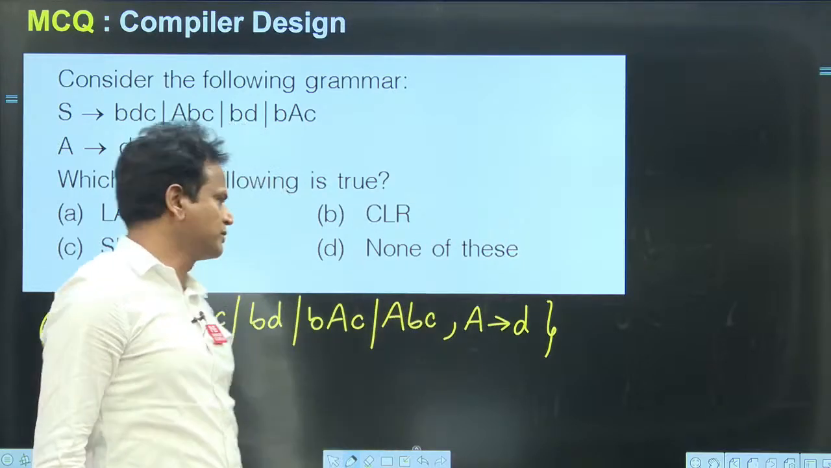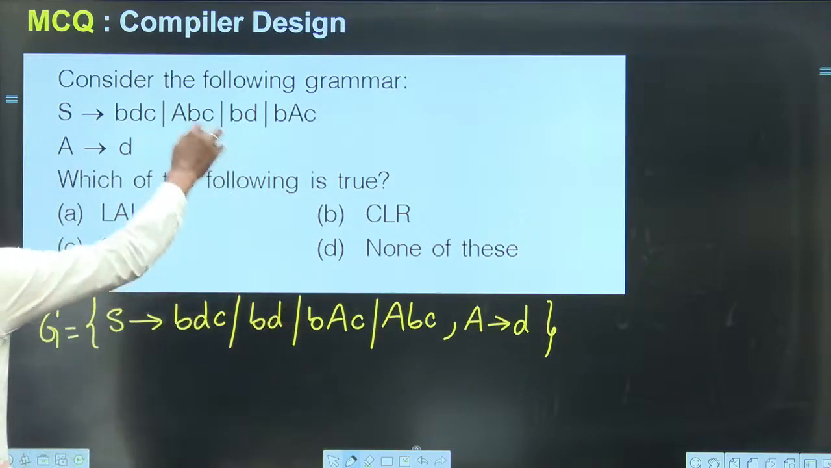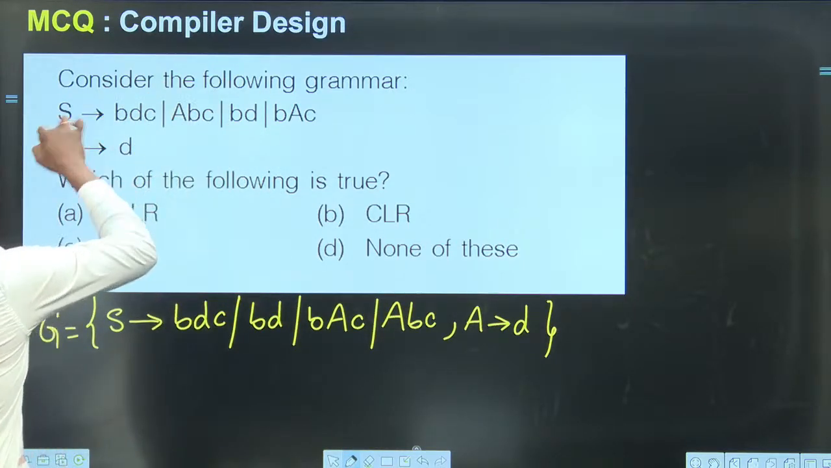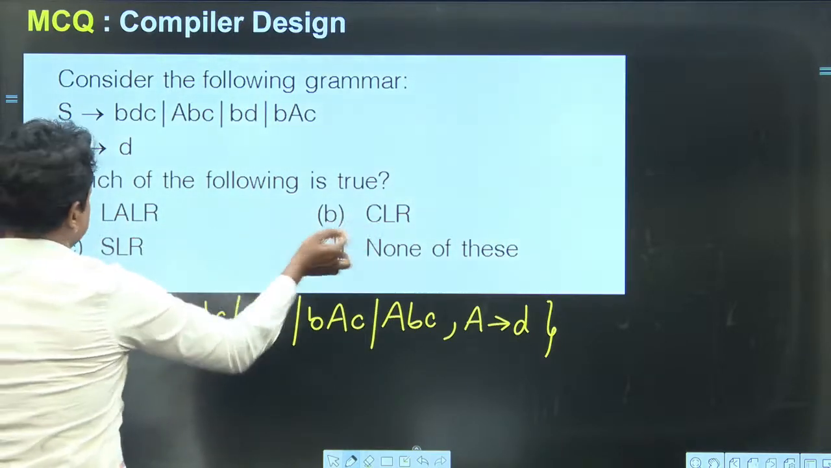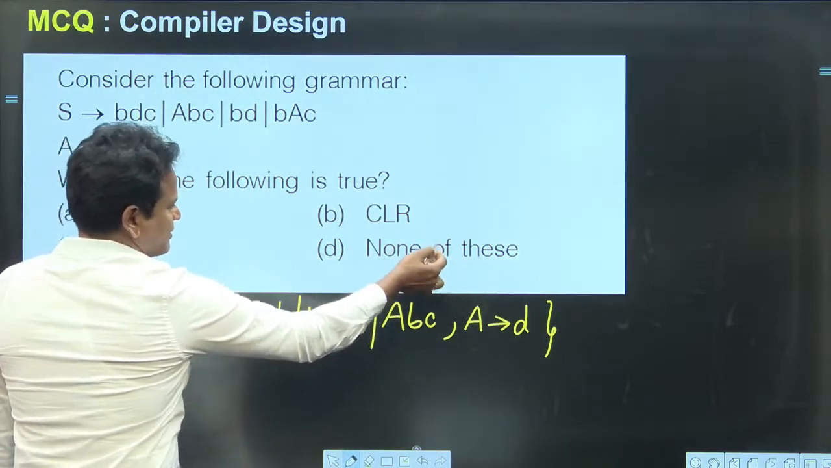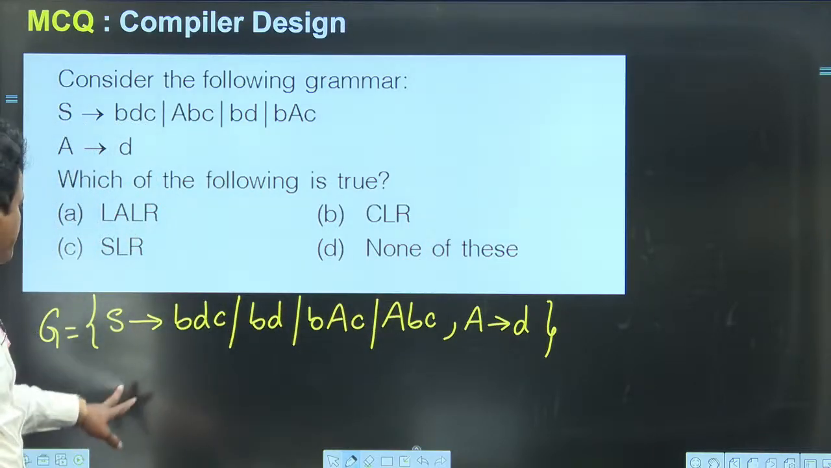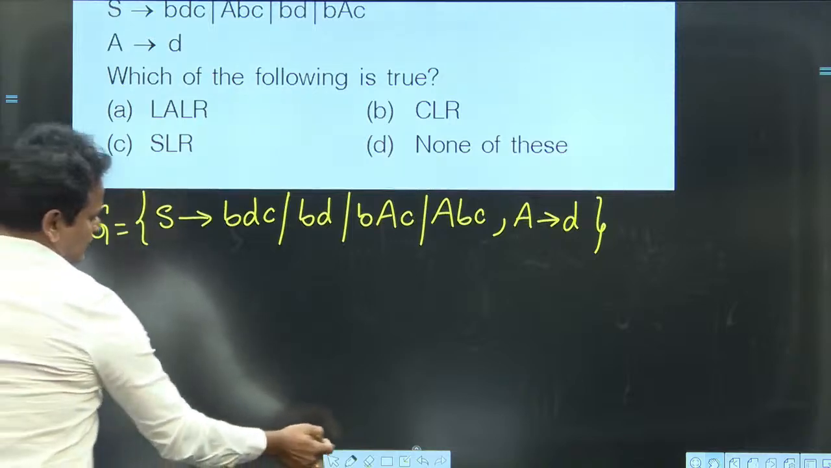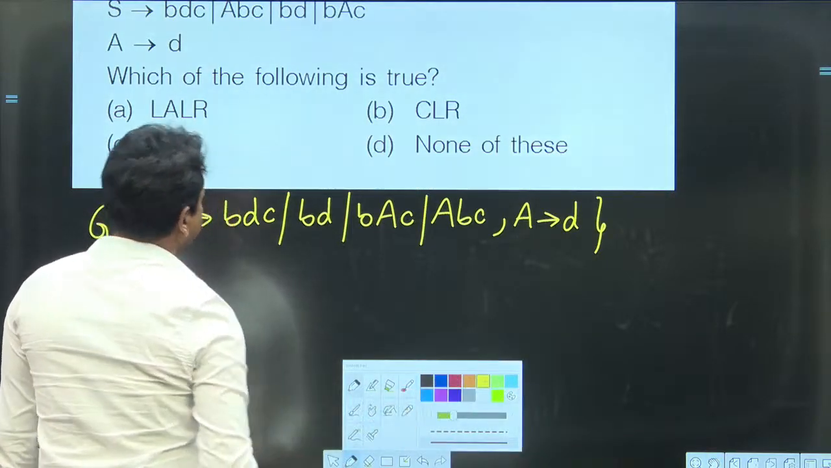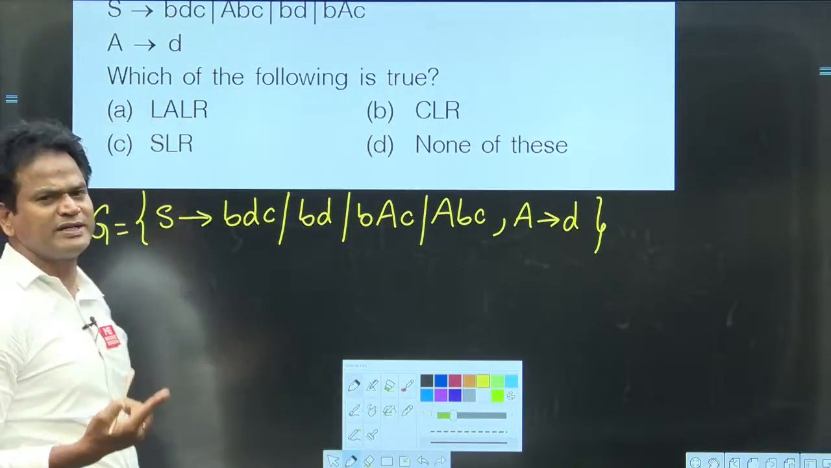Now we'll go to CD. This is the memory based grammar question. This is the grammar given. Which of the following is true? Given LLR, CLR, SLR, none of these. Okay, now we'll see. This is the grammar. I will check whether it is SLR(1) or not, because SLR(1) is easy.